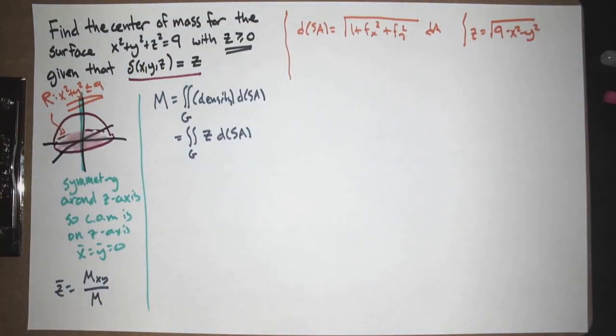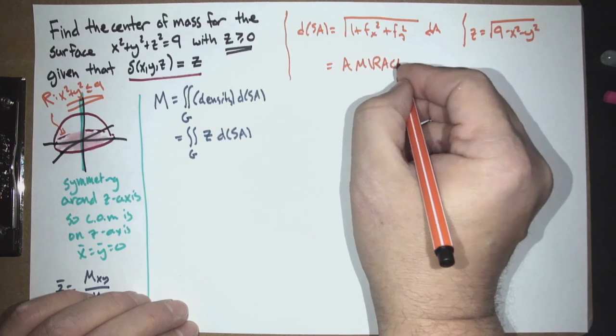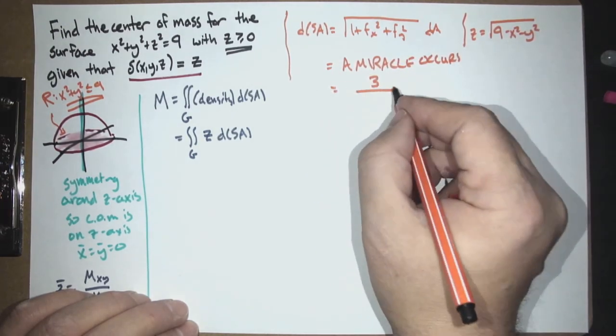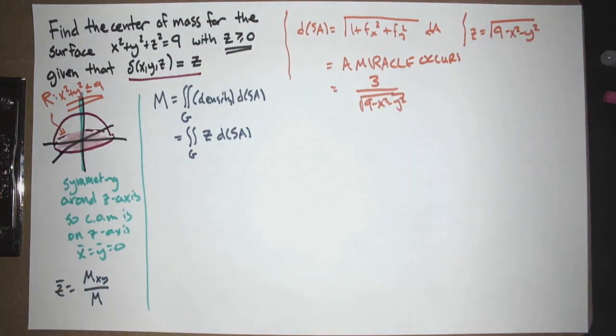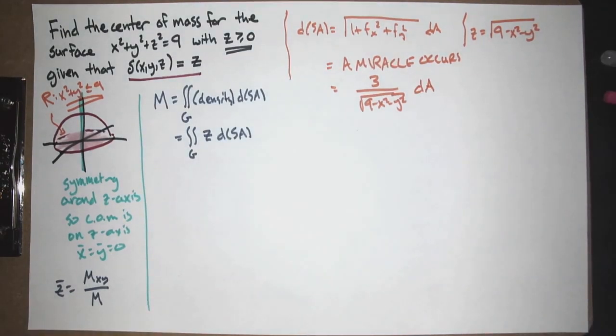How much are you willing to trust me? I want to trust myself with that. But if you're willing to trust me, we'll just say equals, there's a little step here, 3 over the square root of 9 minus x squared minus y squared. Okay, all right, so that's what it'll become. So that's your dSA. Oh, and then there's a dA added on to here. All right, cool.